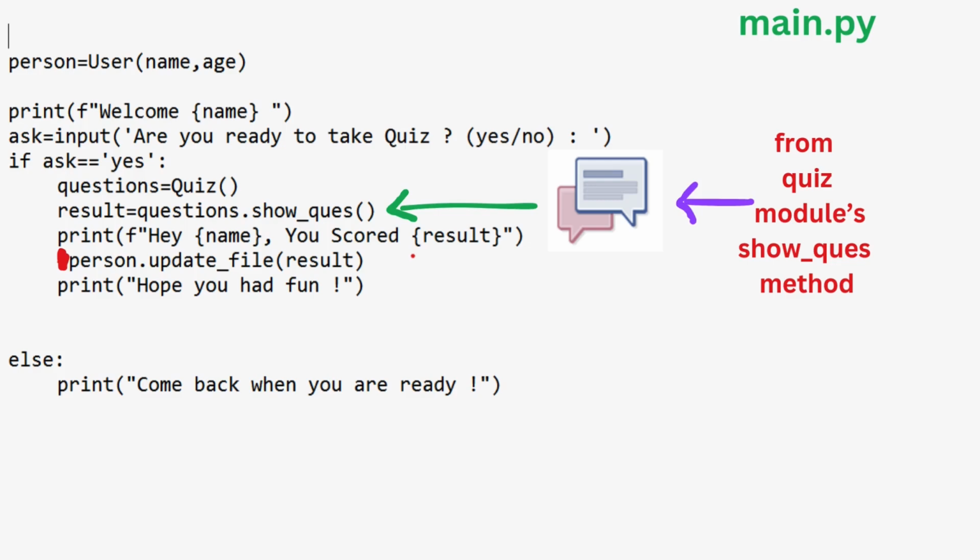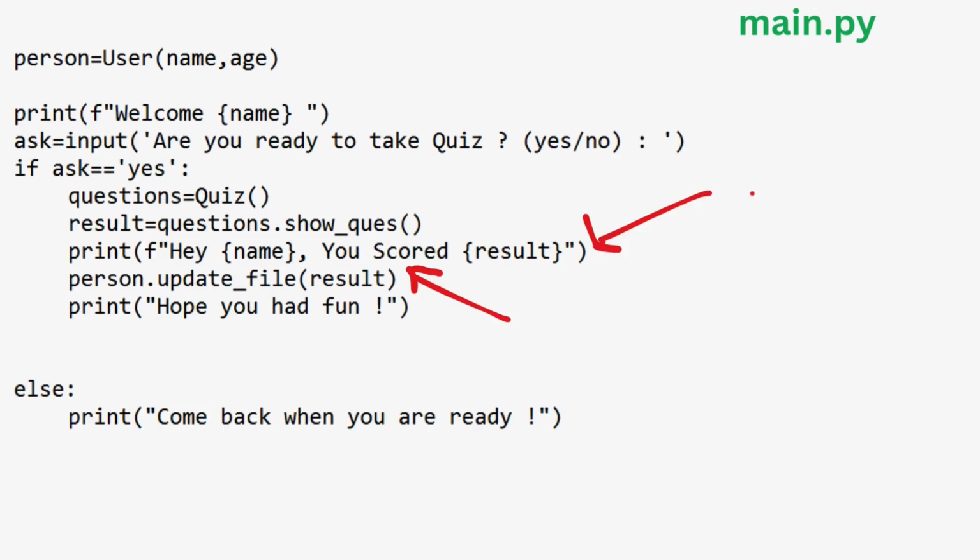Okay. And then here in this line, we are just going to display the user's name along with their score. And as well, this is the main part. So here in this line, person.update_file, we are sending that result, that is score. So person is nothing but the object of that user module, you remember, right? According to our previous version of code, inside that user module we got only two methods, the init method and register user. But here we really care about updating the score of that user.